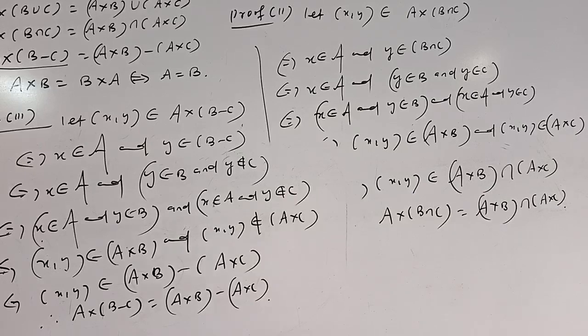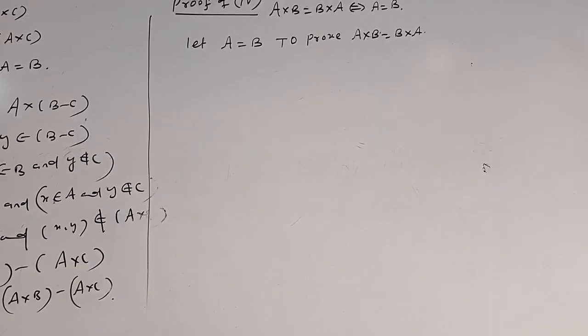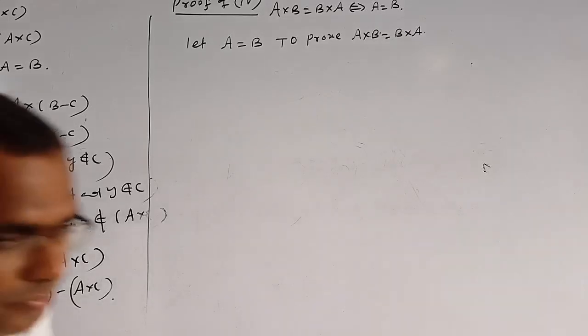But how can you prove this one? Here double implication is there, which means first we take A is equal to B to prove A cross B is equal to B cross A. Second, we take A cross B is equal to B cross A, then we prove that A is equal to B. Okay, so let us prove A cross B equal to B cross A if and only if A equal to B. First we take A is equal to B, to prove that A cross B is equal to B cross A.